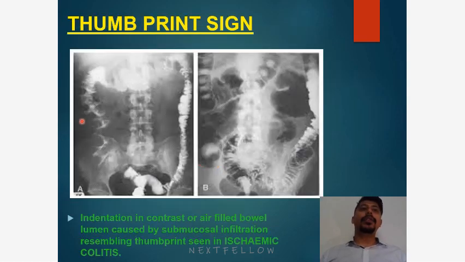Thumb print sign. We can appreciate thumb-like appearances here, thumb printing. These are indentations in contrast or air-filled bowel lumens caused by submucosal infiltration, seen in ischemic colitis. So thumb printing in ischemic colitis.